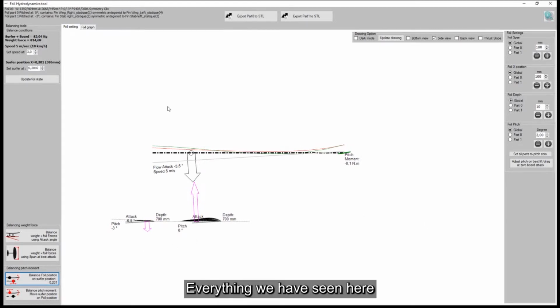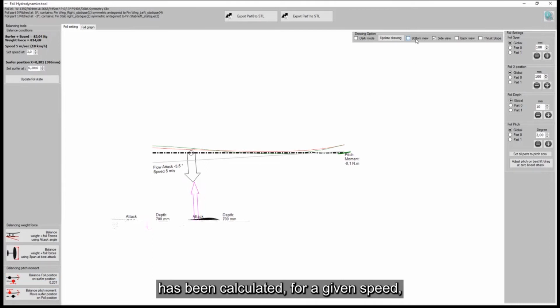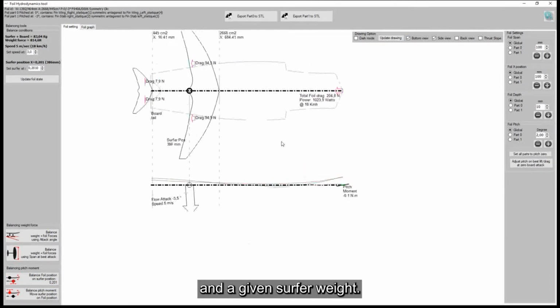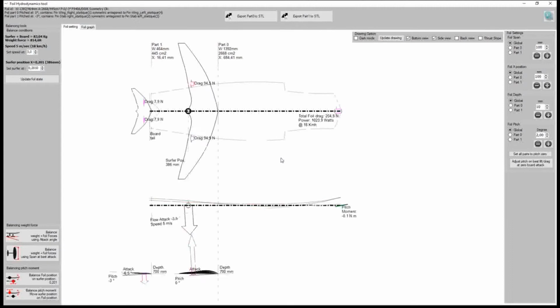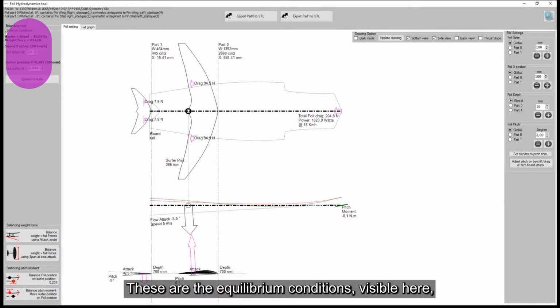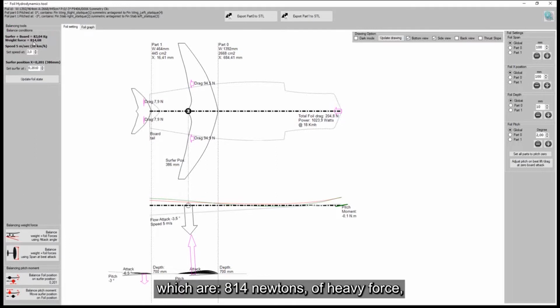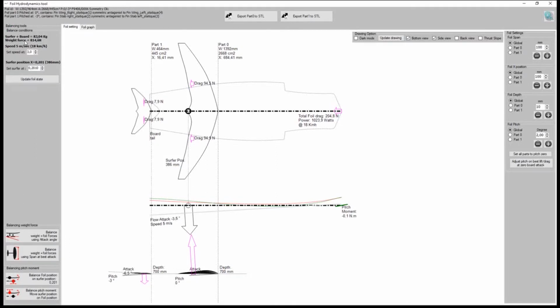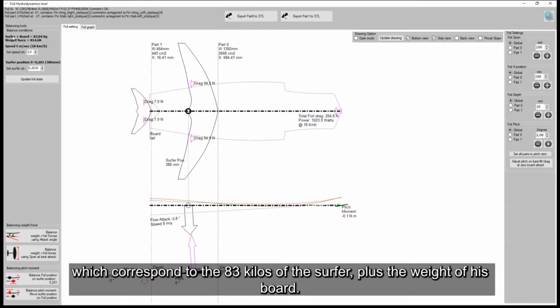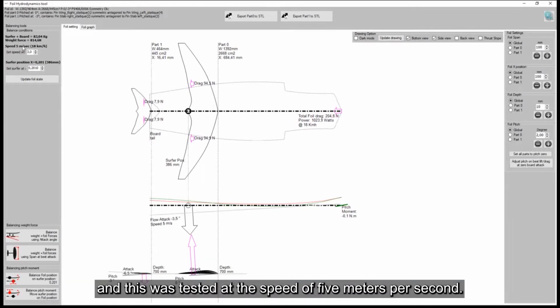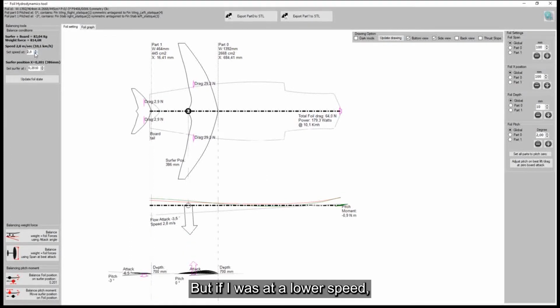Everything we have seen here has been calculated for a given speed and a given surfer weight. These are the equilibrium conditions visible here, which are 814 newtons of heavy force, which correspond to the 83 kilos of the surfer plus the weight of his board. And this was tested at the speed of 5 meters per second. But if I was at a lower speed, I would get into a situation where I didn't have enough lift.